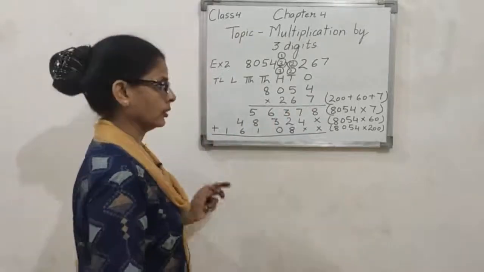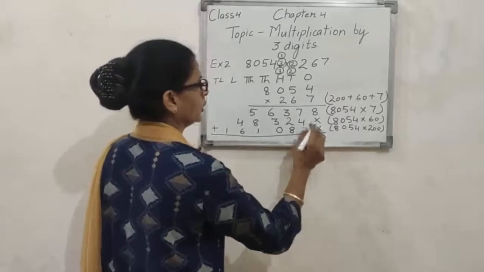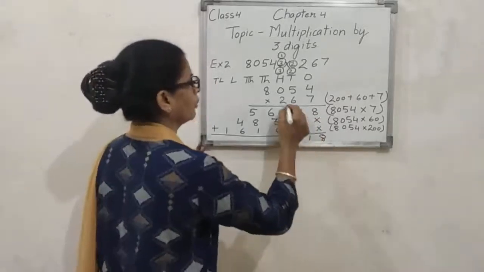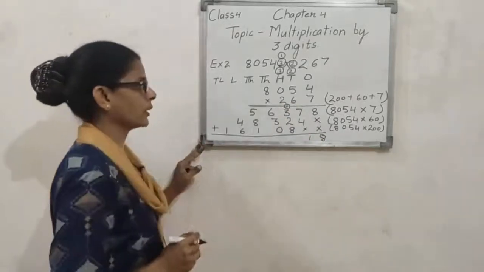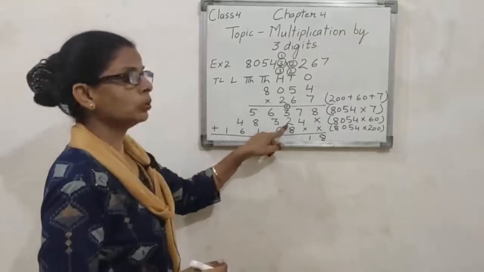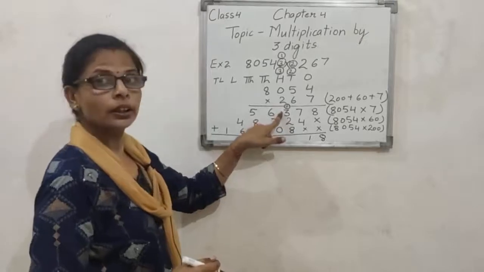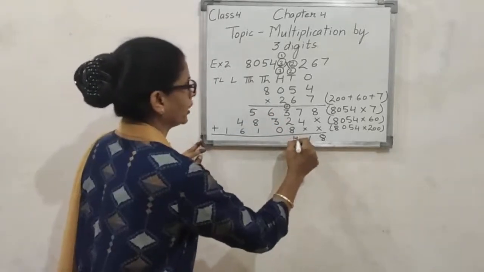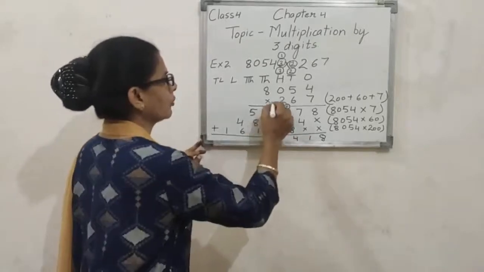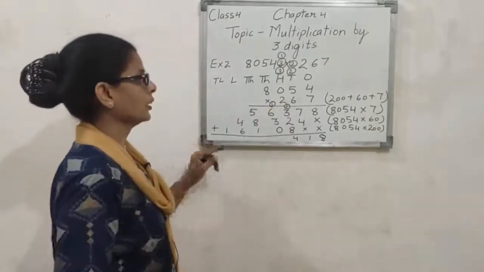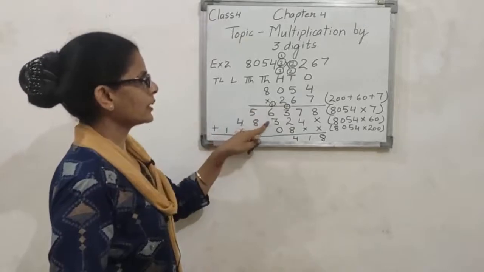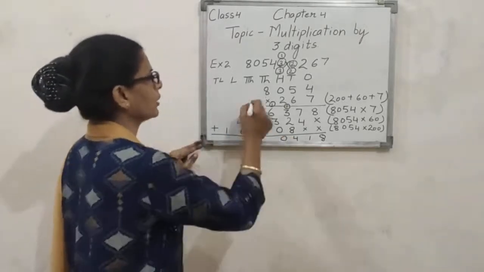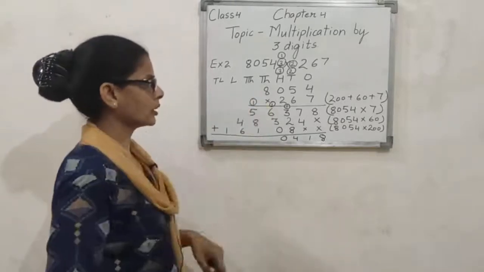8 plus cross is 8 only. 7 plus 4 is 11. 1 will be carried on the 100 place. Now 8 plus 2, 10. 10 plus 3, 13. 13 plus 1 is 14. 4 will be written on the 100 place and 1 will be carried on the 1000 place. 6 and 1, 7. 7 and 3, 10. 0 will be written on 1000 place and 1 will be carried on the 10,000 place.